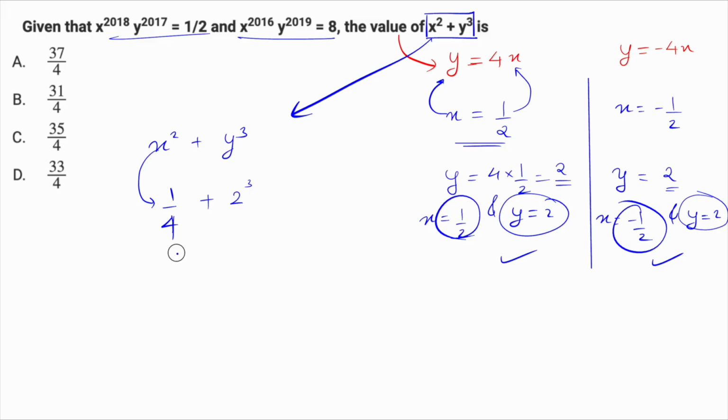So my final answer is 1 by 4 plus 8, and if you simplify this, this is 1 by 4 plus 32 by 4. Writing 8 as 32 by 4, you can now add the numerators. You get the final answer as 33 by 4, and that is plainly your D option, right? Simple question. The only thing is it might look lengthy because while I explained, I have written down every step. But while you're actually solving, you need not write everything. So that's how we do it. The answer is D option, 33 by 4.